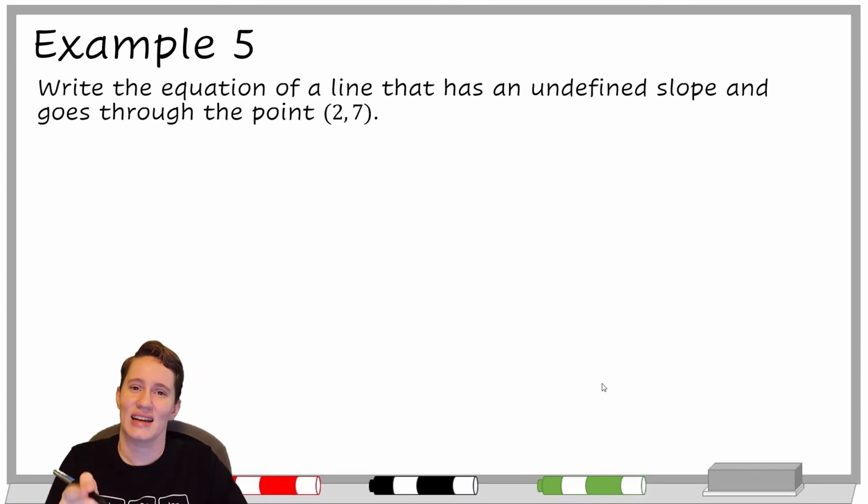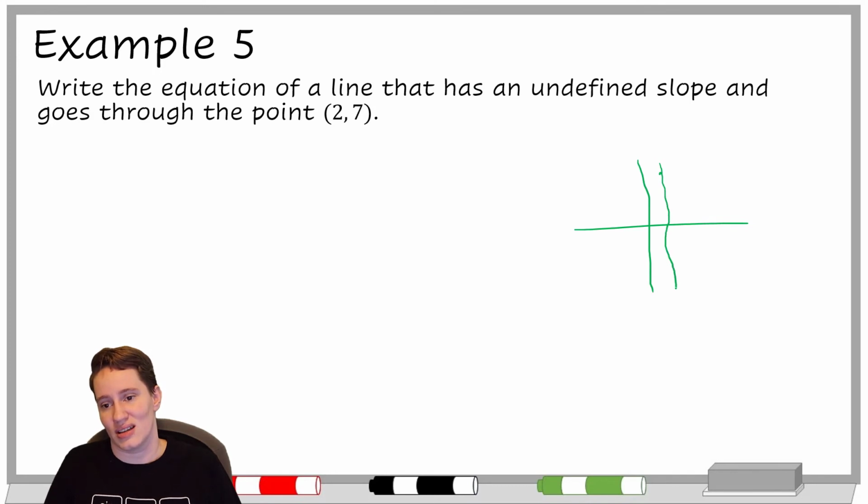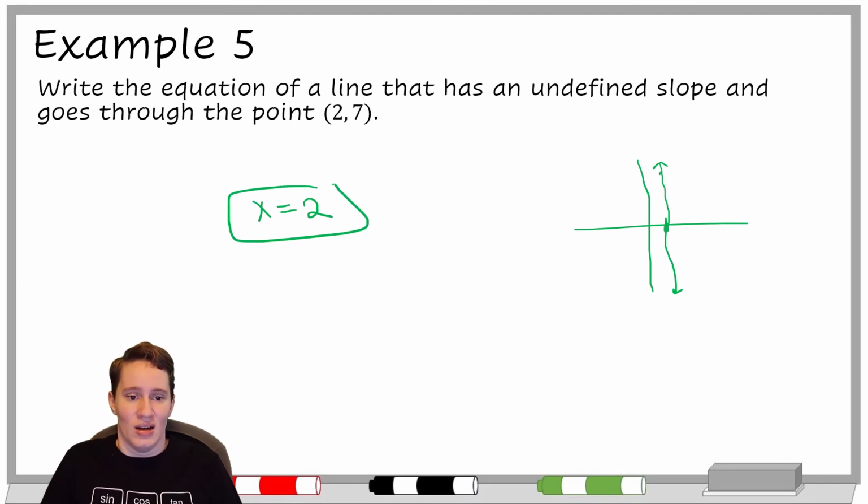That's because this is x equals something. An undefined slope, if we remember back, is a vertical line. This point's at 2, 7. So this is a wonderful vertical line. This vertical line goes through 2 on the x-axis. So our equation is x equals 2. But we can't put it into slope-intercept form if it doesn't actually have a slope.